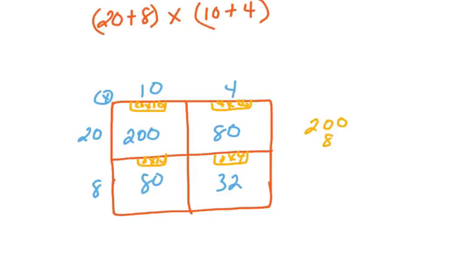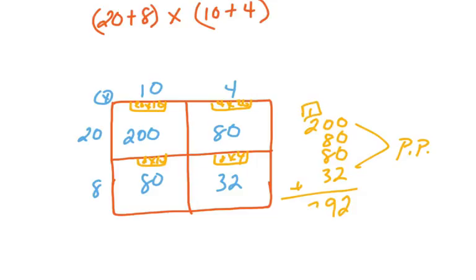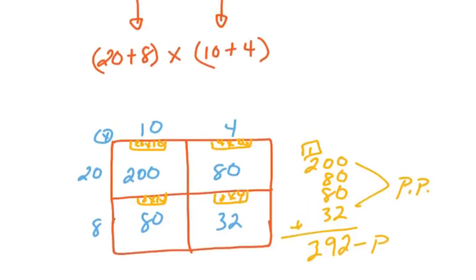So now I'm going to add up my partial products. 200, 80, 80, 32. Those are my partial products, PP. So 2, 19, regroup, and my final product is 392.